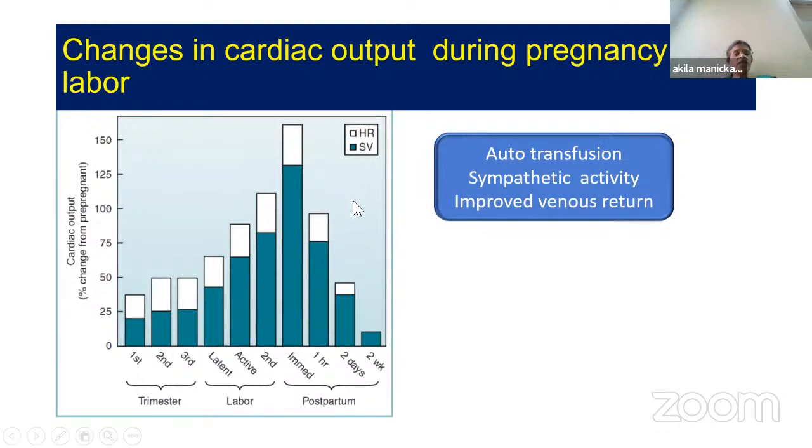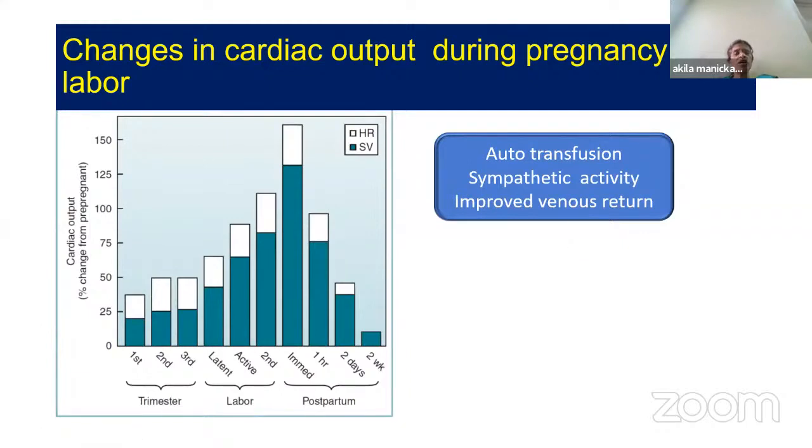And labor is a very intense physical exercise where you need a lot of sympathetic activity, which often leads to an increased amount of catecholamines, and they result in augmentation of your stroke volume and heart rate, which also increases the cardiac output. In addition, once the baby is born, the aortocaval compression is released and there is improved venous return. So increased venous return, enhanced sympathetic activity, and your blood volume increase, all these push your patient into a very high state of blood volume, a high state of capacitance is needed.